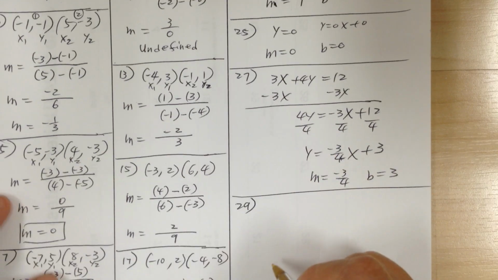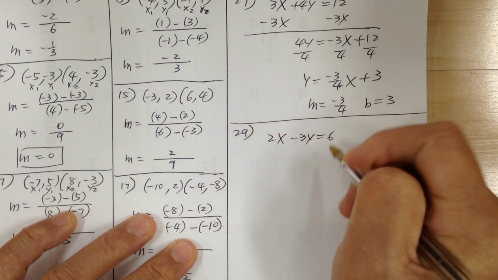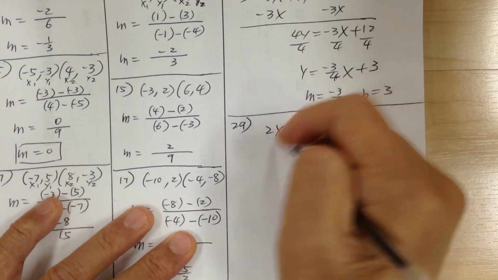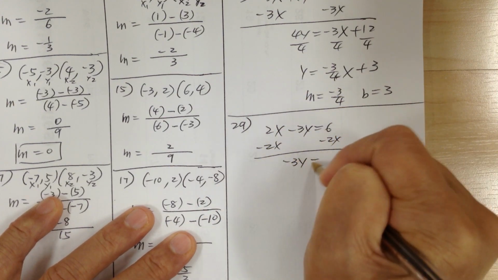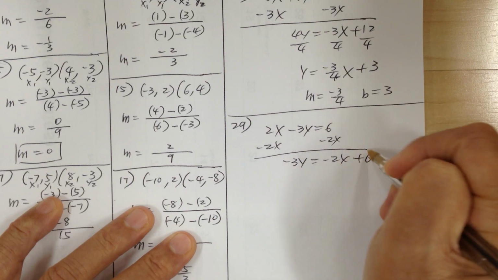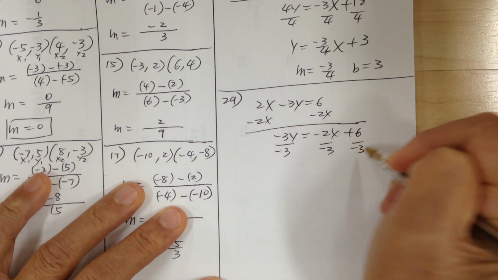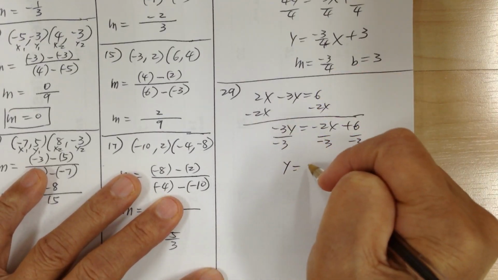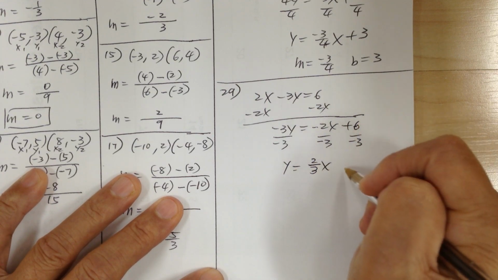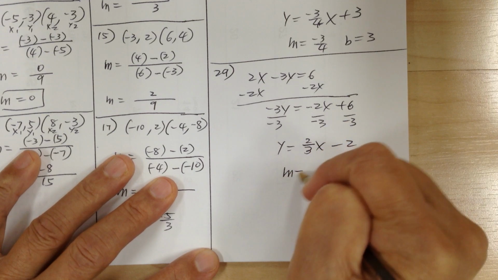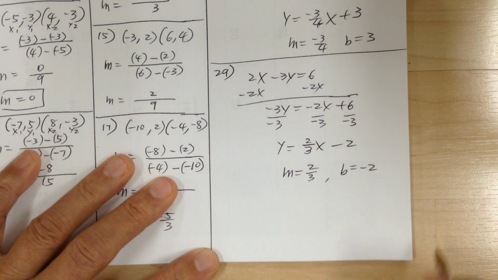Okay, 29. You have 2x minus 3y equal to 6. Okay, so let's move the x to the other side. So minus 2x on both sides. So you got negative 3y equal to negative 2x plus 6. And then you have to divide everything by negative 3. So that will cancel. So y equal to, now negative over negative is positive, so it will be just 2 over 3x, and this will become minus 2. So your slope equal to 2 over 3, and intercept equal to negative 2. Okay?